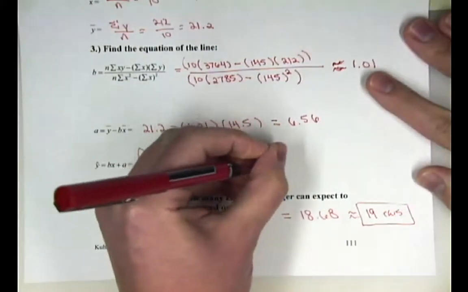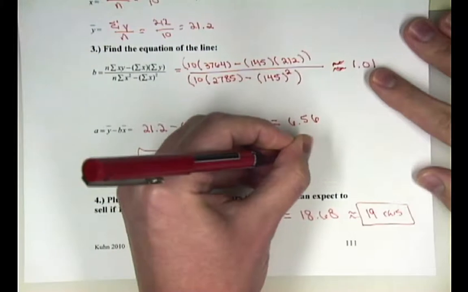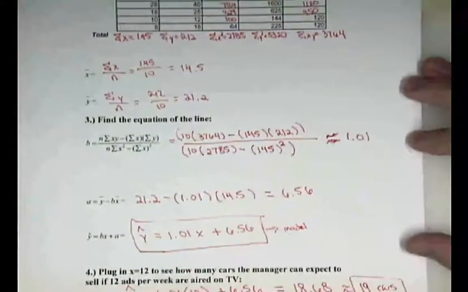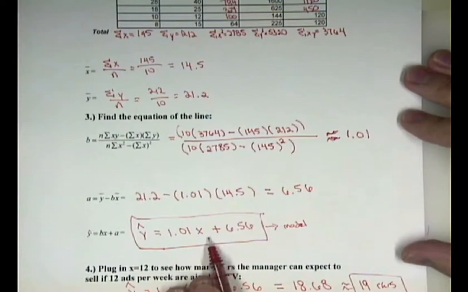This is called the equation of the line, or also known in statistics as your prediction model. Okay? We often refer to it as a model. Now this is how to do it by hand, but keep in mind that your calculator can get this wonderful equation for you with just a few clicks.